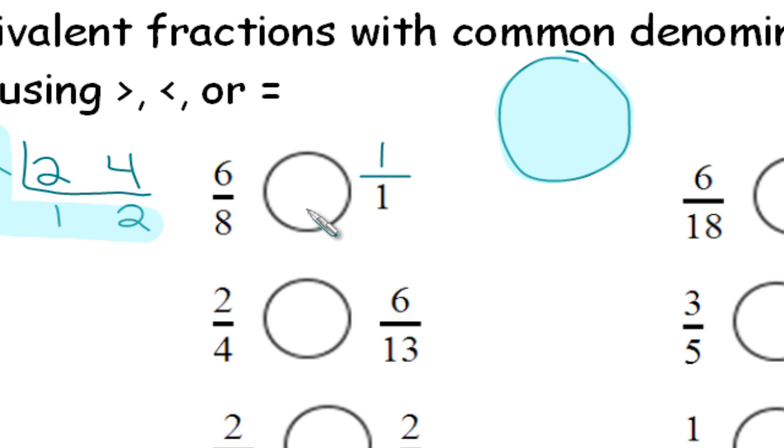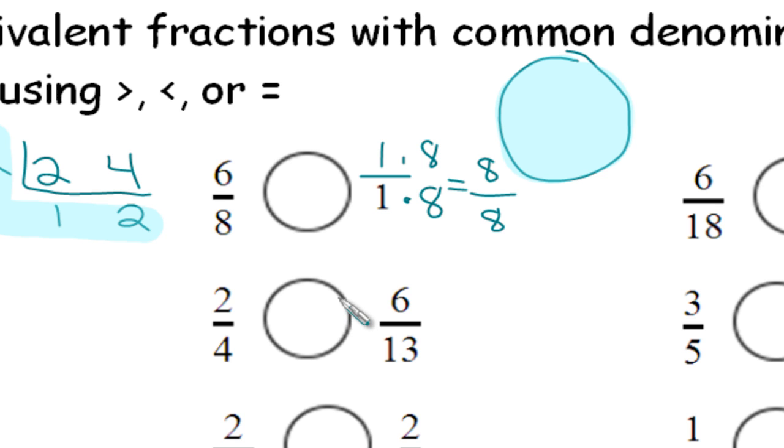What's my least common multiple of 1 and 8? What's the smallest number that both 8 and 1 can go into? No, 8 can't go into 1. It's 8. Can 8 go into 8? Yes. Can 1 go into 8? Yes. Is that the smallest one that they can both go into? Yes. So we need to change this 1 to equal 8. What do I have to do to it? Multiply it by 8. So times 8, times 8, it equals 8 over 8.